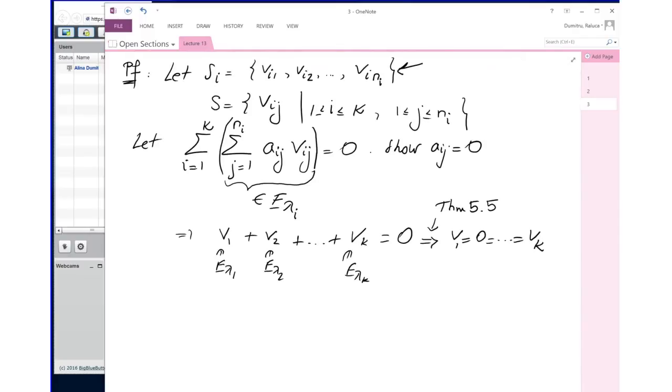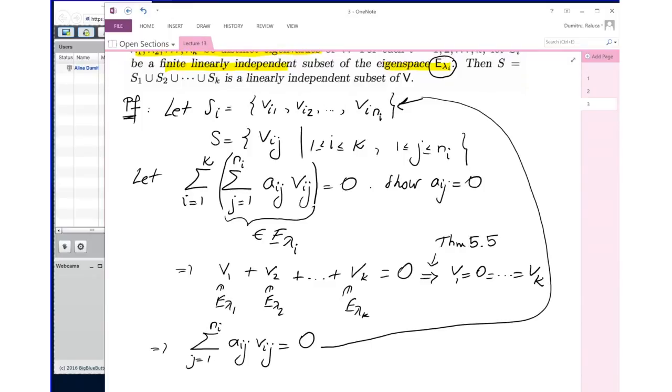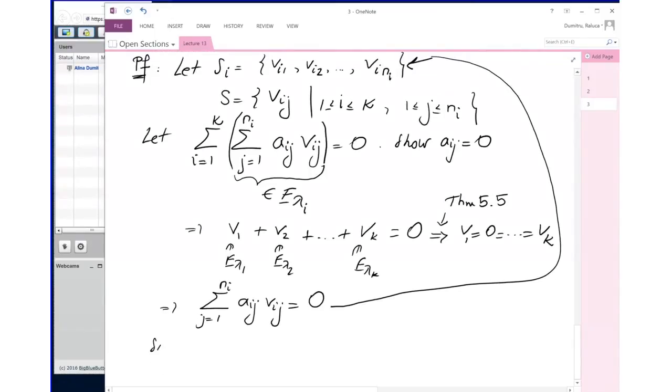Okay, but if each of them is 0, then each of those sums is 0. Take one of them, the sum over j equals 1 to ni of aij Vij equals 0. Now I'm doing this inside this set. It's a linear combination with entries from the set Si, and Si is, by assumption, linearly independent. That automatically means that the only way to do that is with all 0 coefficients, right?